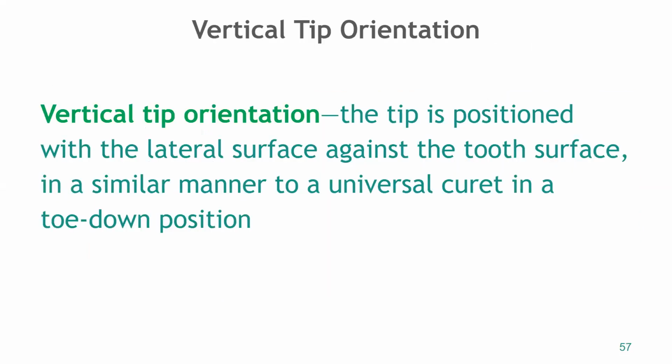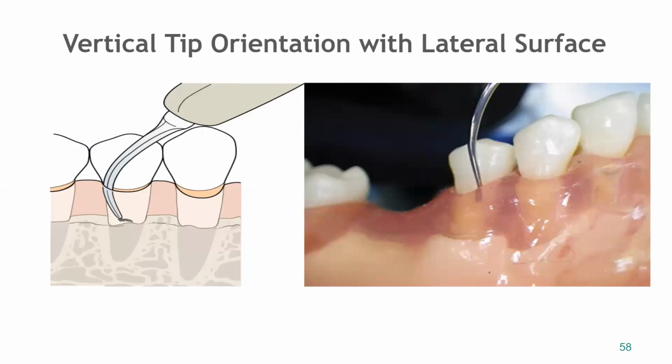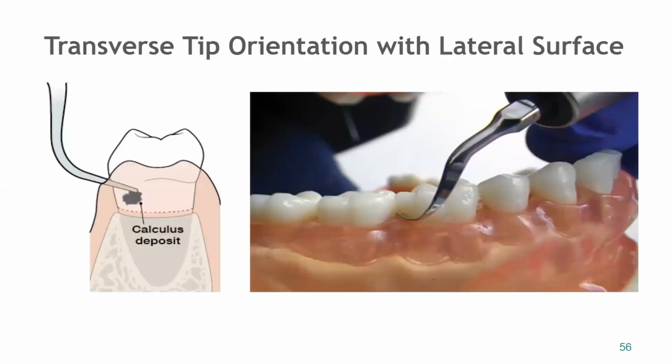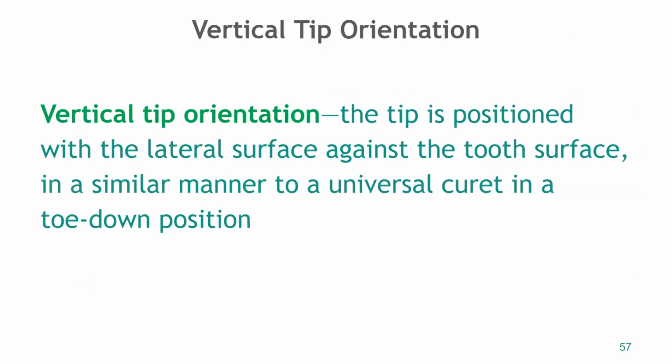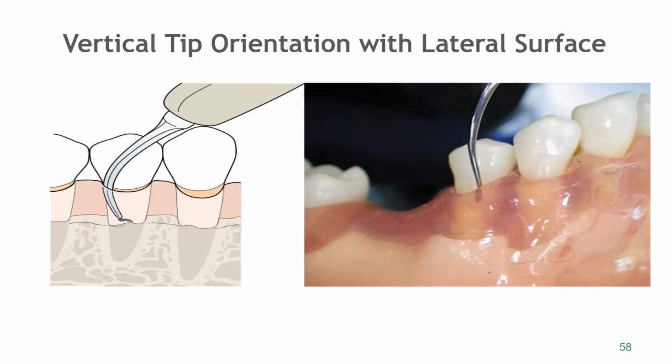Vertical tip orientation is where the tip is positioned with the lateral surface against the tooth in a similar manner to a universal curette in a toe down position. So a picture of that is as you do the mesial surface. So the transverse tip, they're doing like the distal portion, okay? Where when we have the vertical tip orientation, that's when we're going to do the buccal and the mesial. Okay, again, they're starting at the most coronal portion and working their way apically.